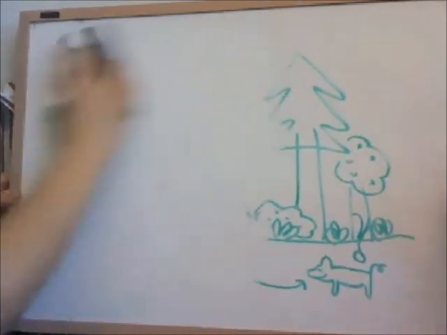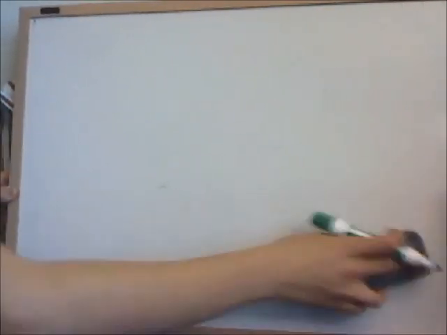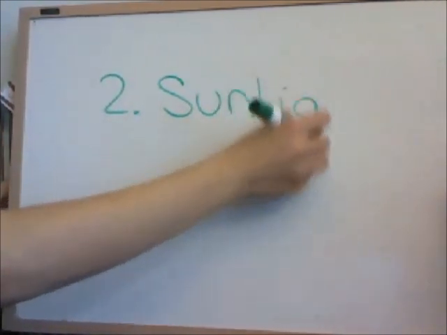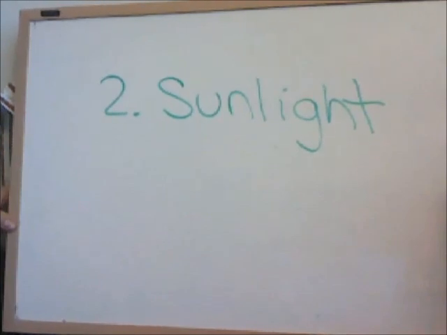The second thing I want to talk about is sunlight. Each year, an annual plant has to put a ton of the energy that it's getting from the sun and getting from us into growing an entire new plant.